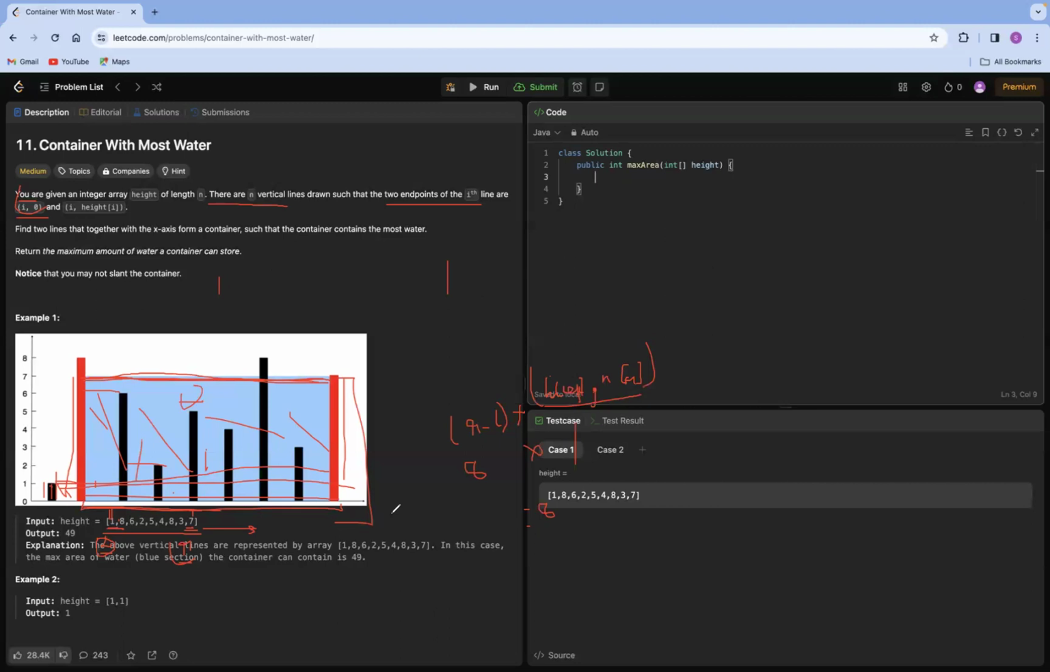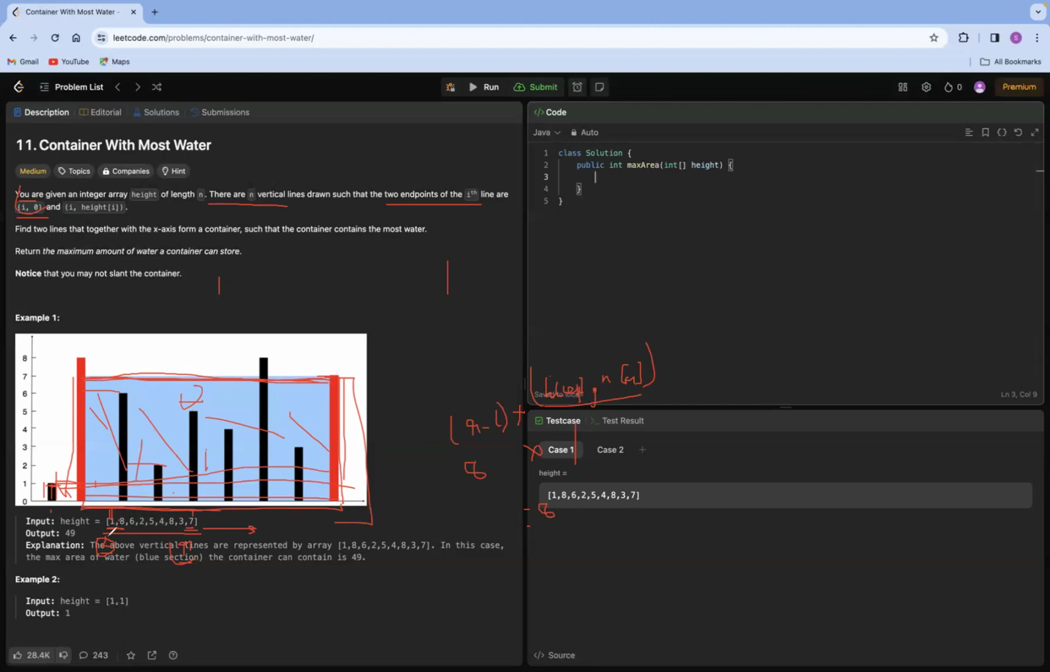This is because moving the pointer with the larger height will not increase the area. Okay, so let's suppose we got 1 here, we got 8 over here, 7 over here, 1 over here. If this is smaller, then we will move left to left plus plus. Why? Because if we do right minus minus from here, then we will leave this big vertical line. That is not a feasible scenario.